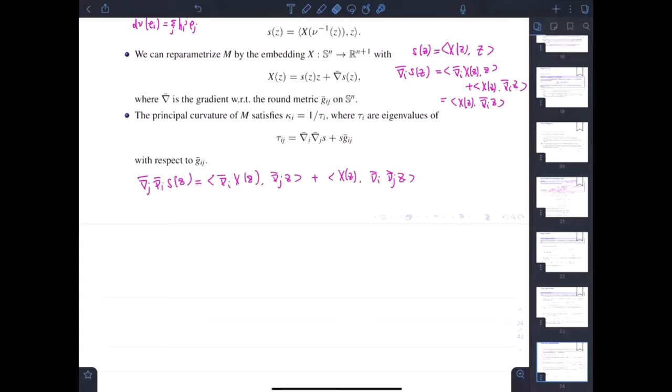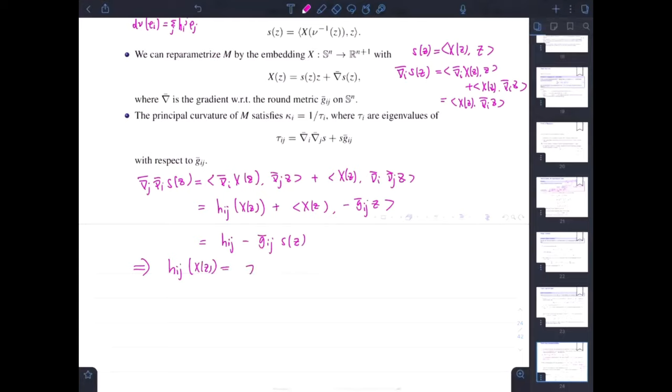And the first term is equal to h_ij, the second fundamental form at the point x(z). Because we know that z is a normal vector, and this is a tangential vector, plus (x, z) minus g bar_ij (x, z). So this is equal to h_ij minus g bar_ij s(z). So this implies that the h_ij at the point x(z) is given by the Hessian of s plus s(z) g bar_ij.